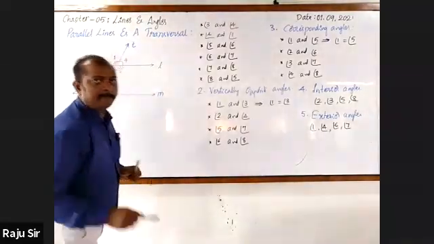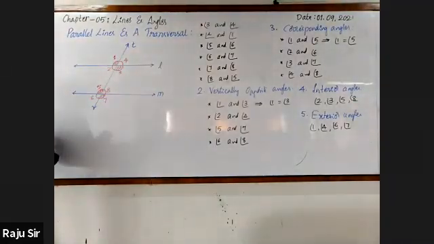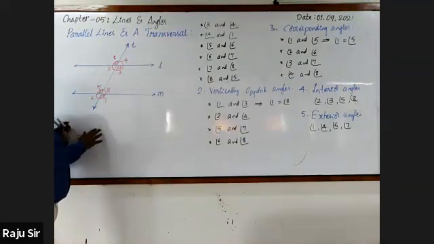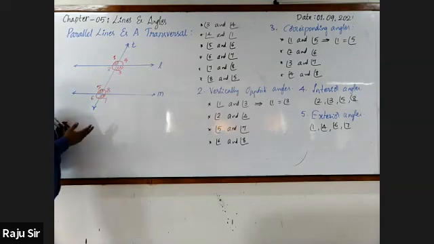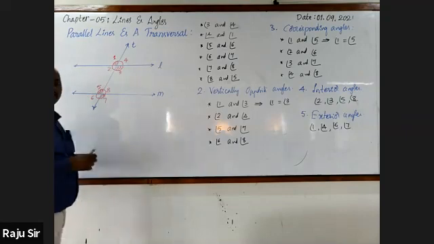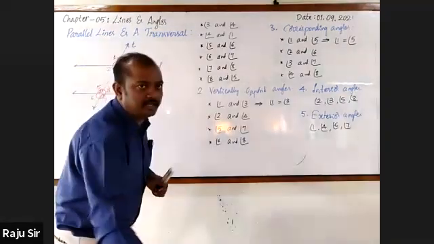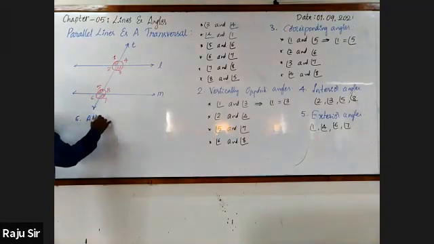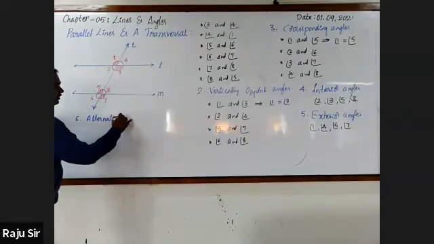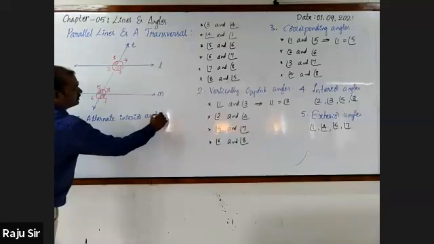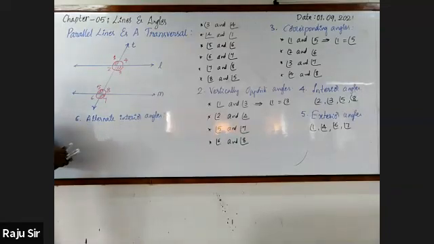What do you call the interior angles that are formed on either side of the transversal at distinct points? Alternate interior angles. Right. Sixth one. Alternate interior angles.